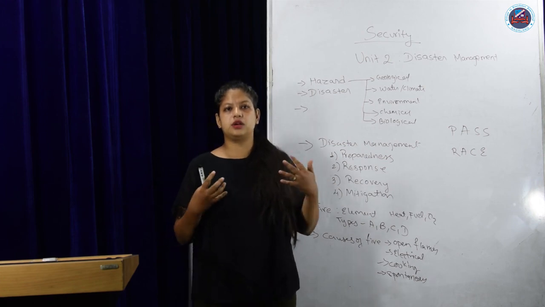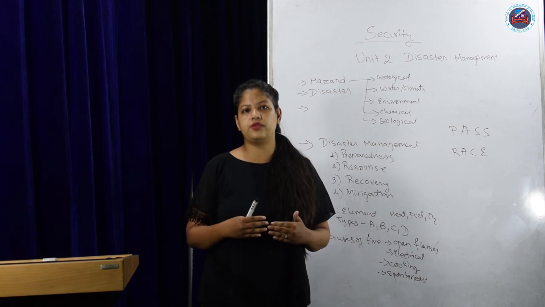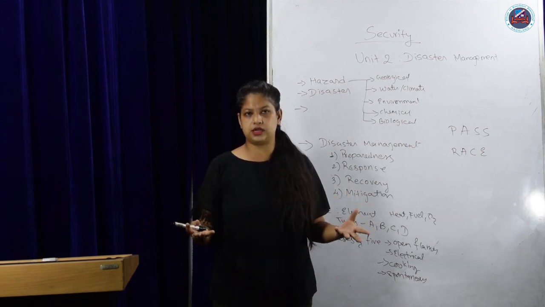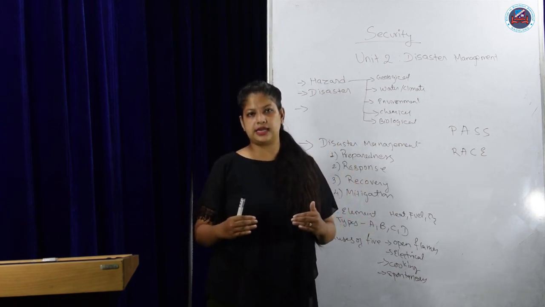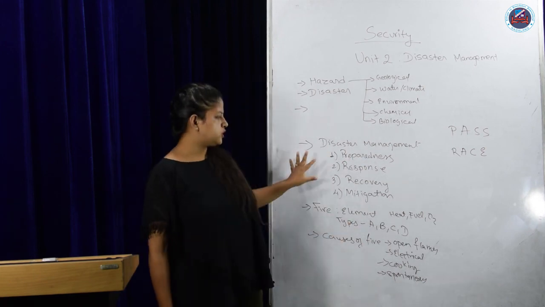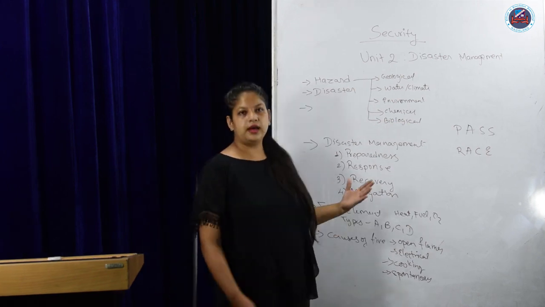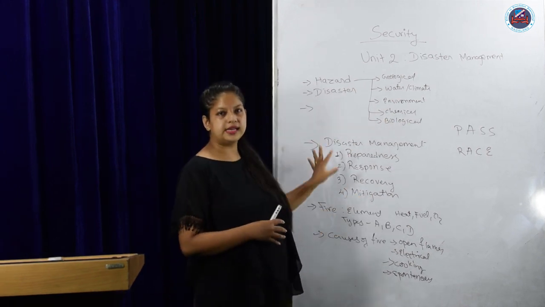And similarly, planting trees, fewer houses and a huge number of trees, afforestation and all will help to reduce the disaster. This also comes under mitigation. So these are a few ways in which you can do disaster management. So now this is how we do disaster management.